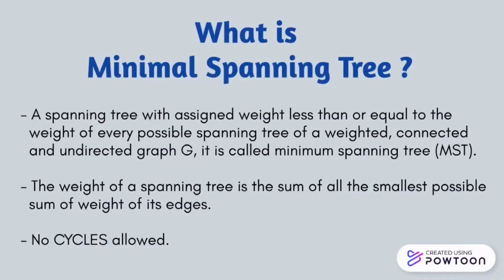What is minimal spanning tree? A spanning tree with a weight less than or equal to the weight of every possible spanning tree of a connected and undirected graph G is called a minimum spanning tree, MST. The weight of a spanning tree is the sum of the weights of its edges. No circle allowed. Circles mean the nodes are connected by more than one edge.